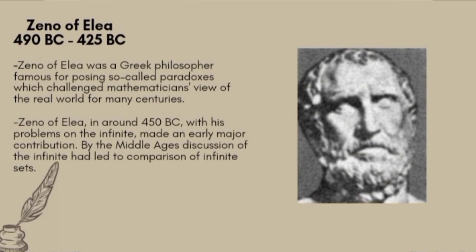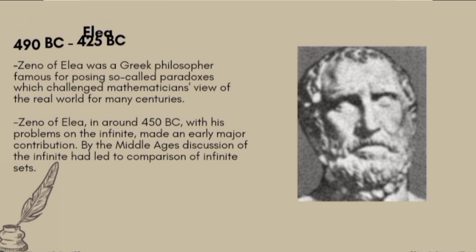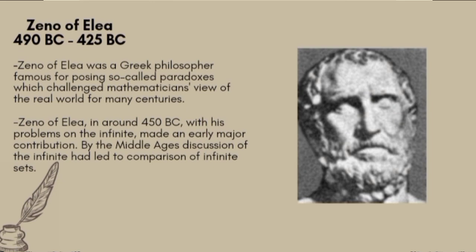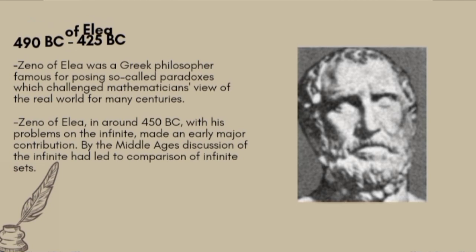Zeno of Elea, 490 BC to 425 BC. Zeno of Elea was a Greek philosopher famous for posing so-called paradoxes which challenged mathematicians' view of the real world for many centuries. Zeno of Elea, around 450 BC, with his problems on the infinite, made an early major contribution. By the Middle Ages, discussion of the infinite had led to comparison of infinite sets.